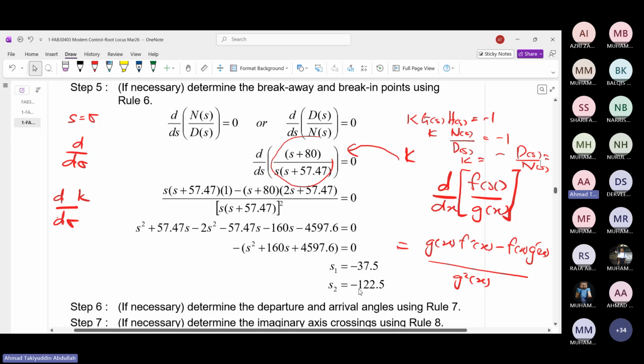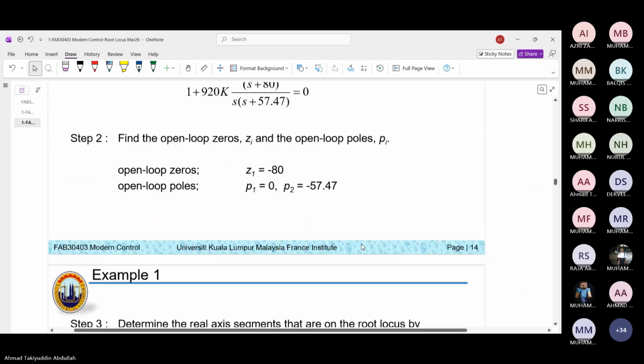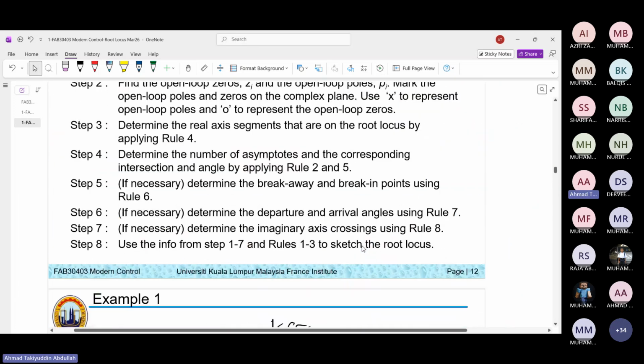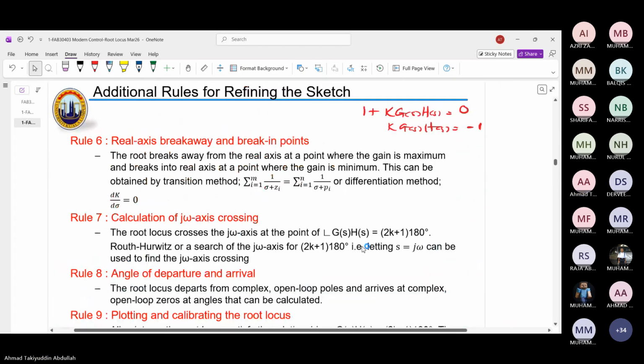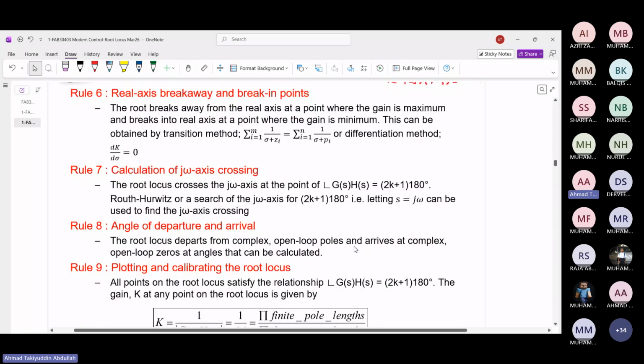Anything else? Again, do you have any question that you would like to ask before I move to the next rule? No, sir. Okay, good to know that. Okay, the next one.